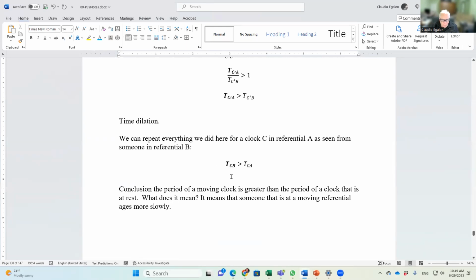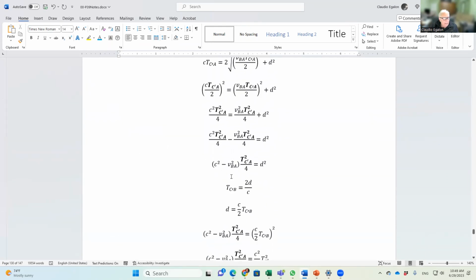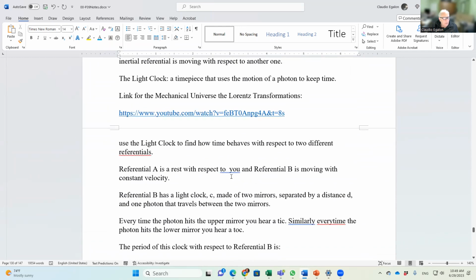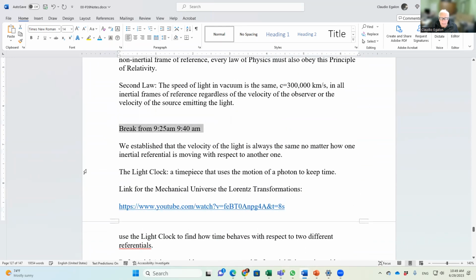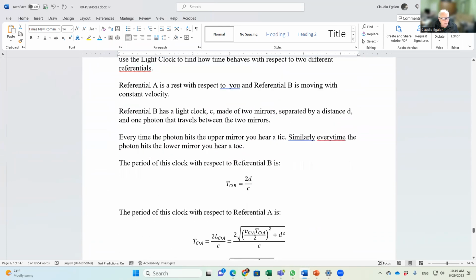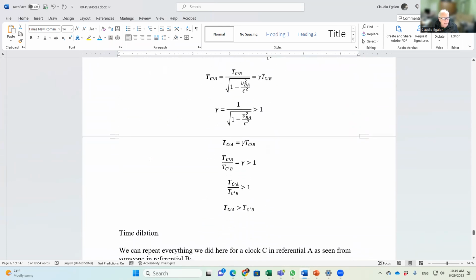What time is that? 10:49. Let's see, last break was 9:40. So it's time for our break.